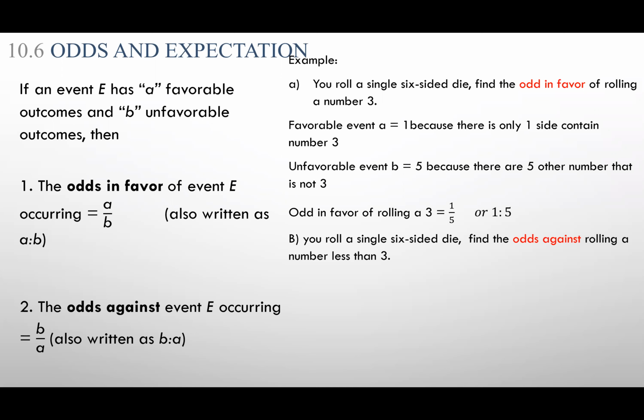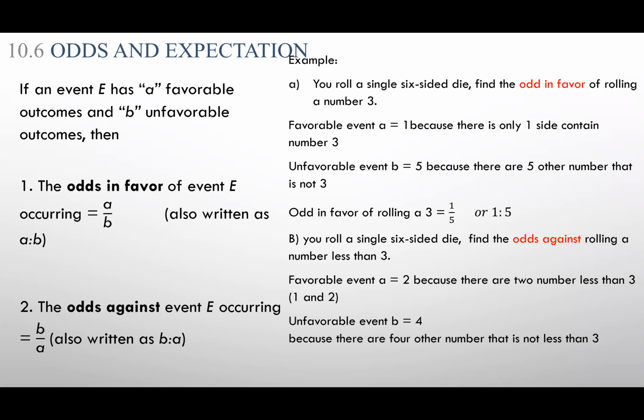If they say you are rolling a single 6-sided die, find the odds against rolling a number less than 3. Reminder, what does less than 3 mean? Is 3 less than 3? Hopefully you say that 3 is not less than 3. So what are the items considered less than 3? There are 2 items: the 1 dot and the 2 dots. That is the item that we have. And the items that are not less than 3 are the 3, the 4, the 5, and the 6.